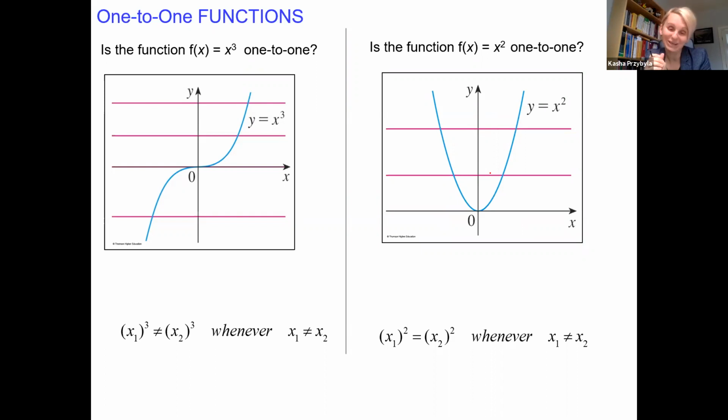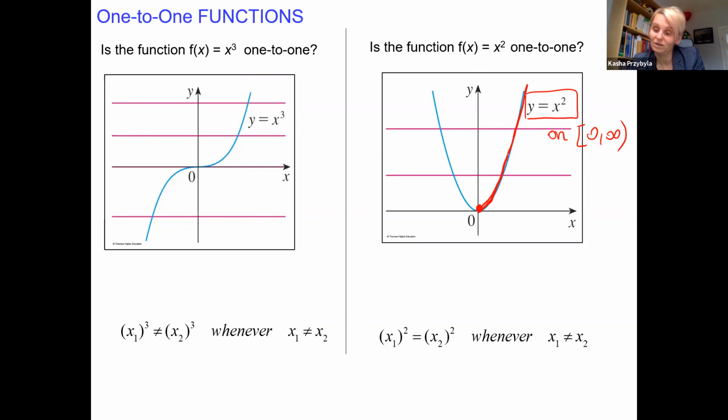We can, yes, thank you, Matt. We can limit the domain, we can restrict the domain, which means we can take just part of this blue parabola. For example, I can take my function x squared only on the interval from 0 to infinity. That means from 0 to infinity.